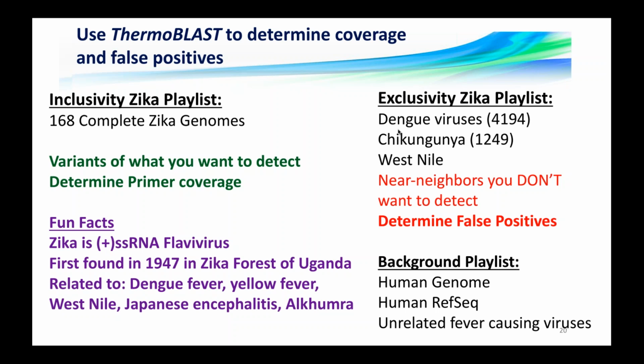Another type of false positive is there because of the possibility of a background genome. You're doing your genetic test for the presence of a Zika virus infection, but the human genome is present in the sample that you took from the person. So you should check your primers to be sure that they don't bind in the human genome or human RefSeq or other unrelated fever-causing viruses. For example, the chikungunya virus is a toga virus, not that closely related to a flavivirus, but closely enough that you may get a hit, and you might want to put such viruses into a background playlist. We'll come back to this slide when we go to do the demo.